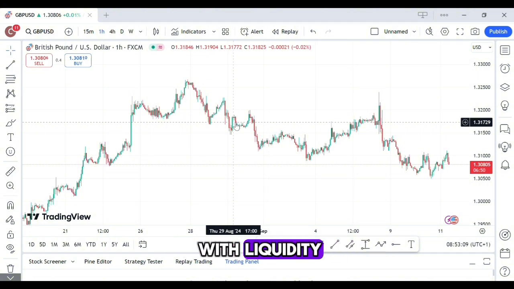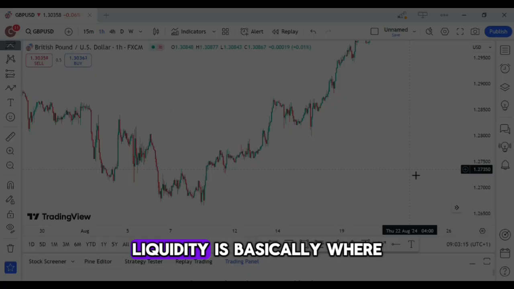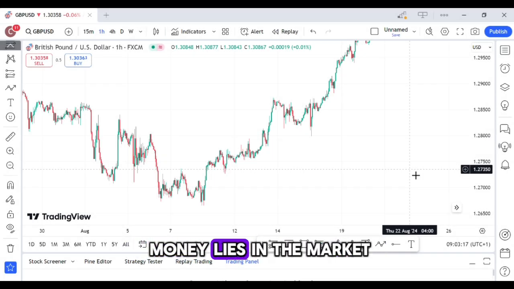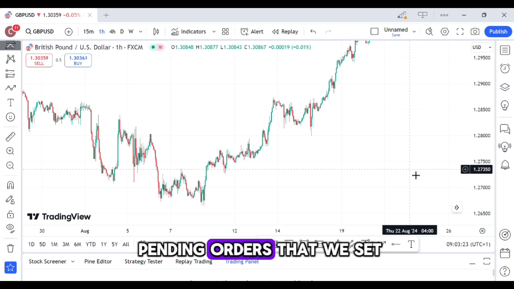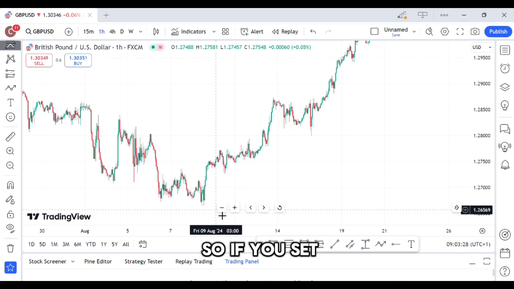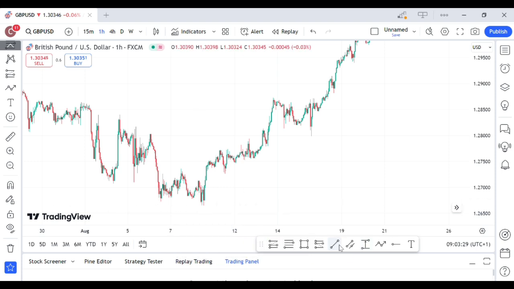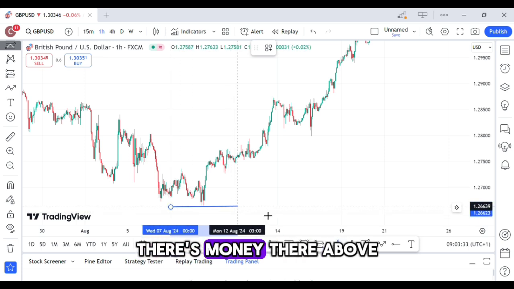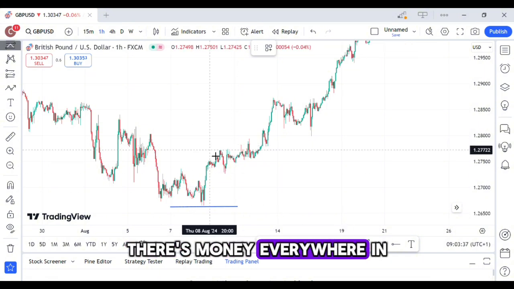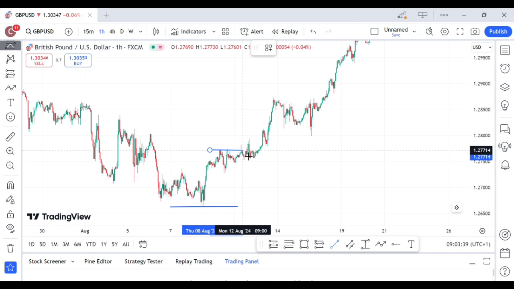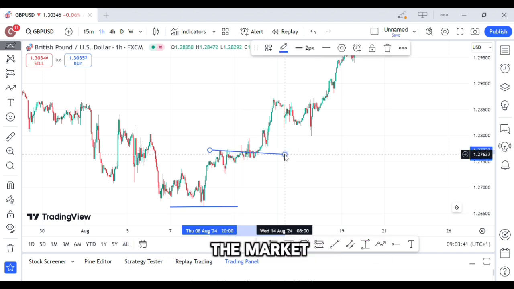how to trade with liquidity. Liquidity is basically where money lies in the market, and money lies at our stop losses and pending orders that we set at the highs and lows. So if you set your stop loss here, there's money here. Your stop losses are here, there's money there. Above and below, there's money everywhere in the market.